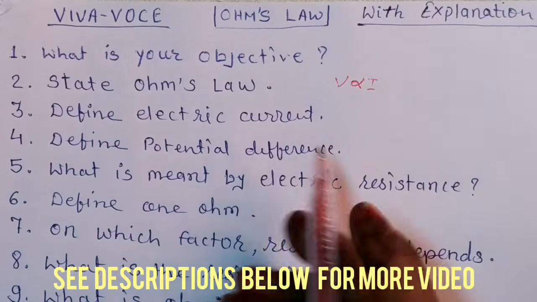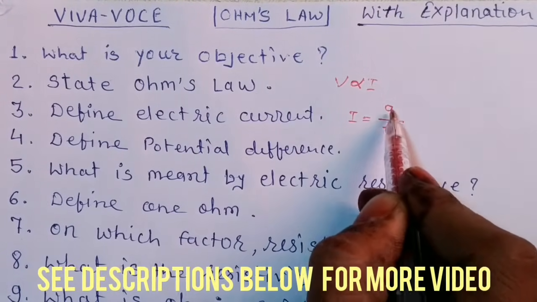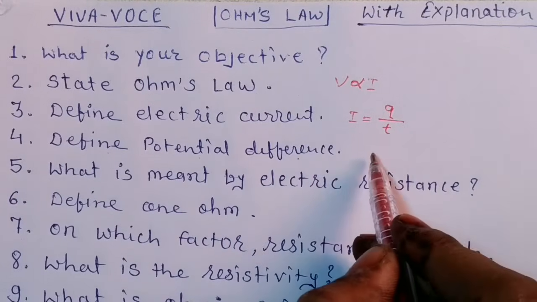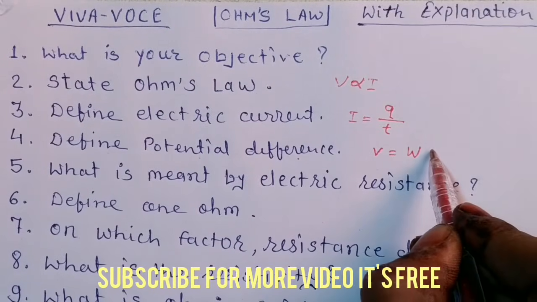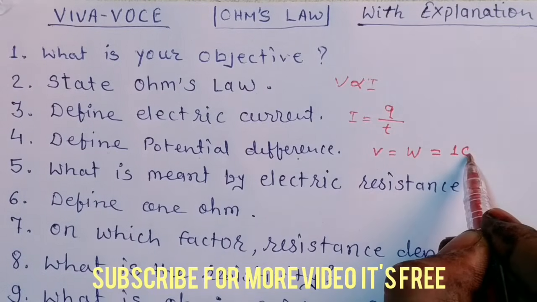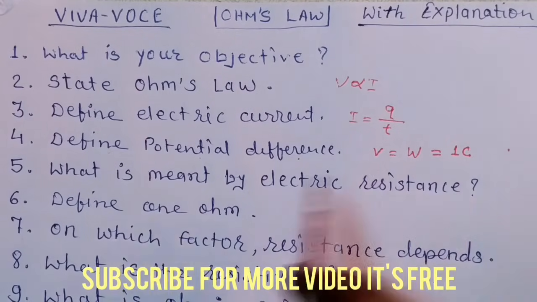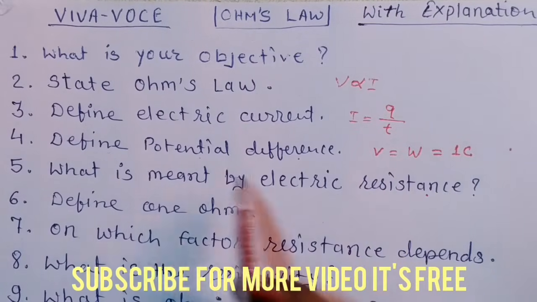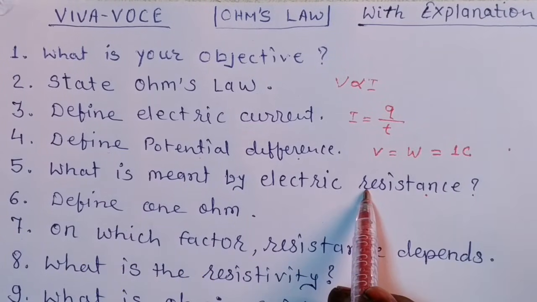Define electric current. It is actually flow of charge with time. Define potential difference. Potential difference is actually the work done to move 1 coulomb of charge between 2 points of an electric field. What is meant by electric resistance? Electric resistance is the ability of a conductor to oppose the flow of electric current through it.